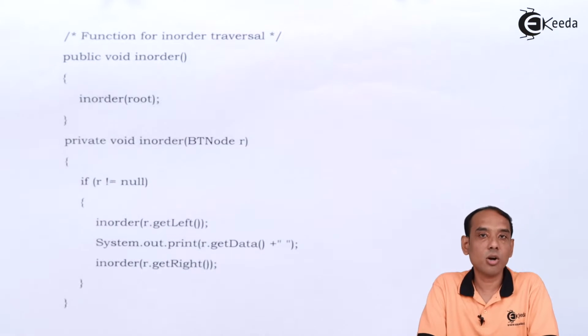So let us summarize the inorder. In case of inorder, we are going to check if root is not equal to null. Once that is done, we move to the left node. Once that is done, we move to the root node. Once that is done, we move to the right node. That is how we are going to traverse in case of inorder.